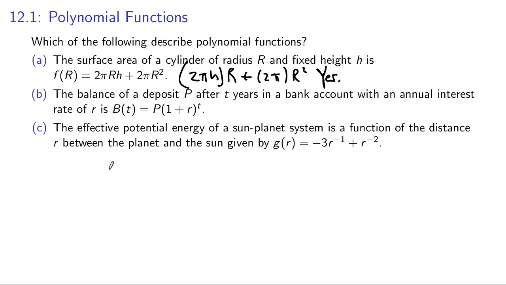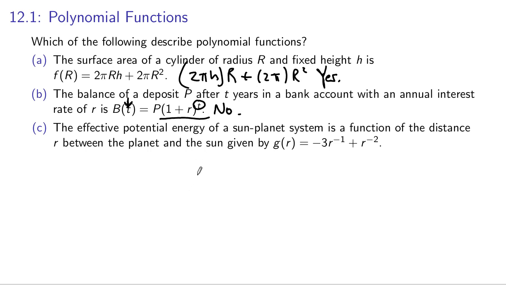The balance of a deposit P after t years in a bank with an annual interest rate of r is B of t equals P times (1 plus r) to the t. But here t is our input, and t, our input variable, is in the exponent. So no, that can't be a polynomial function because this is not a polynomial.